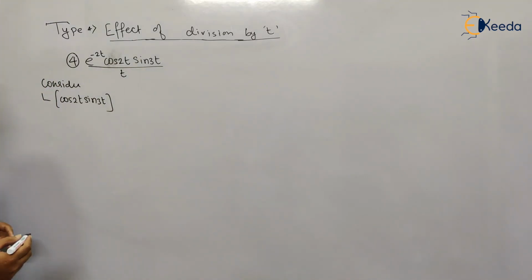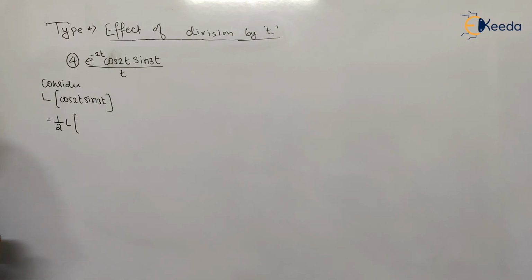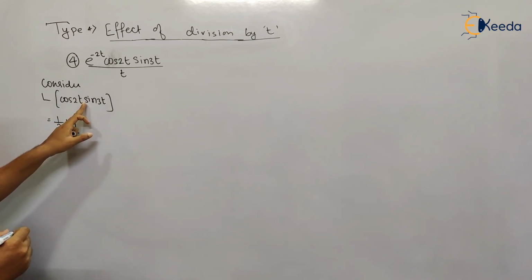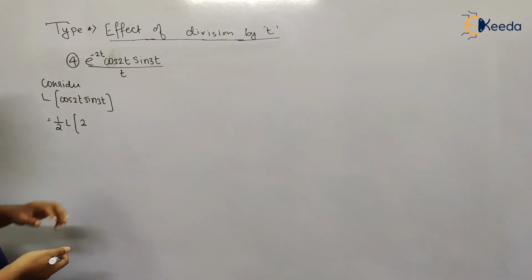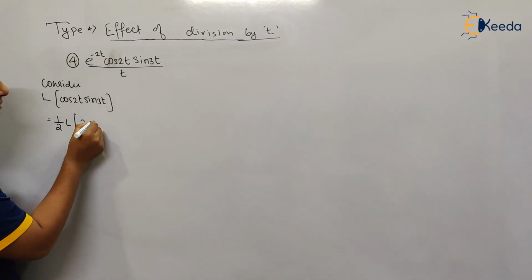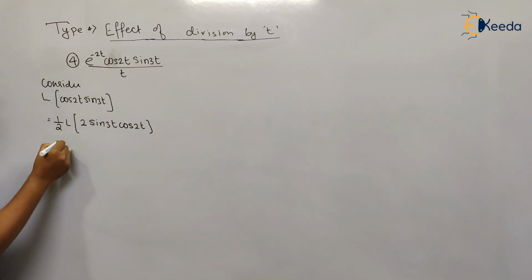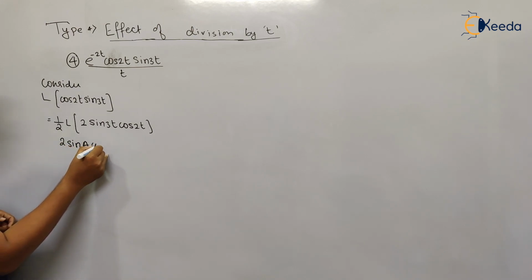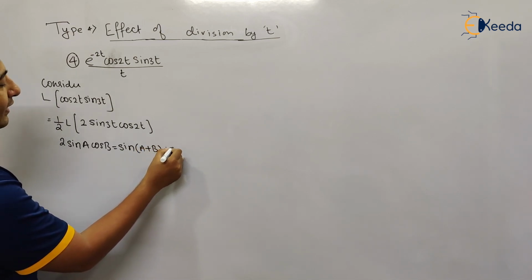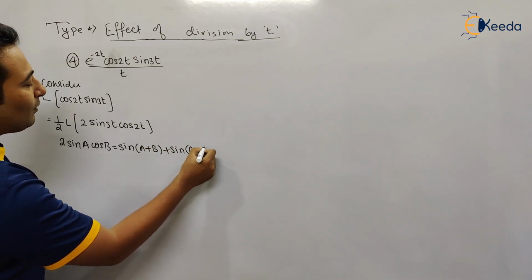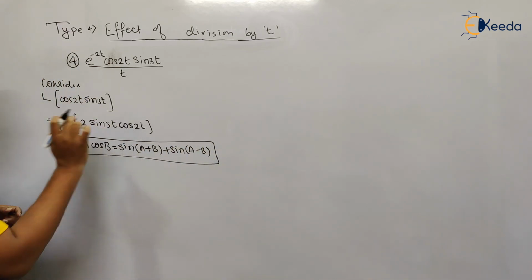We need to adjust with the 1 upon 2. So 1 upon 2 adjustment, we need to multiply and divide it by 2 so that we can convert this multiplication into either plus or minus. So here it will be 2. Since both the terms are in multiplication, I am writing first sine term, then cos term. Why? Because I am quite comfortable with the formula 2 sine A cos B, and the formula is sine A plus B plus sine A minus B. I am comfortable with this formula, therefore I am writing first sine term, then I am writing cos term.